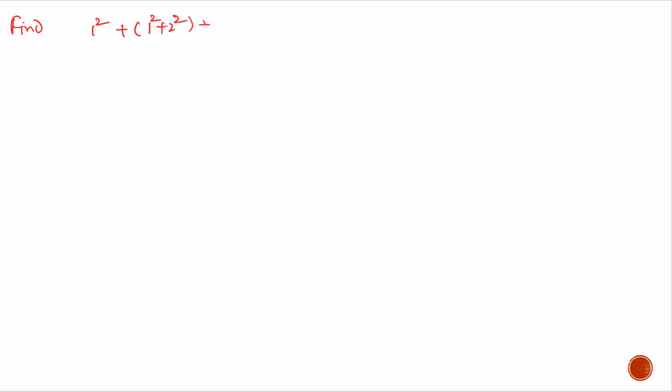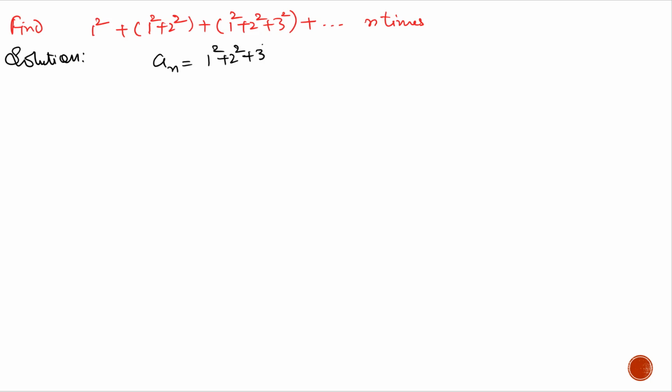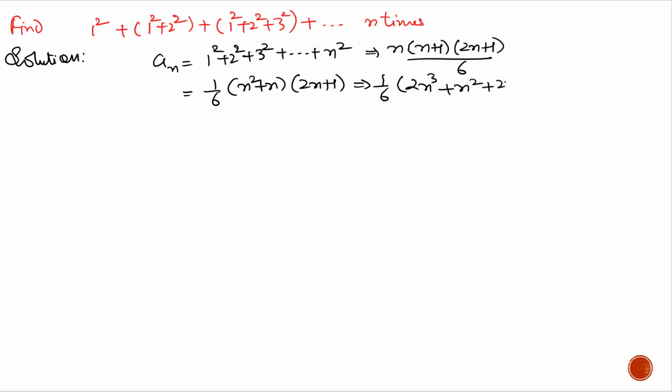Next example, find the sum 1 square plus 1 square plus 2 square plus 1 square plus 2 square plus 3 square plus so on n times. Here the nth term is 1 square plus 2 square plus 3 square and so on till n square. And the formula of this is n into n plus 1, 2n plus 1 upon 6. After further simplification, we will get 1 by 6 outside, n square plus n multiplied by 2n plus 1, which equals 1 by 6 in bracket 2n cube plus 3n square plus n.